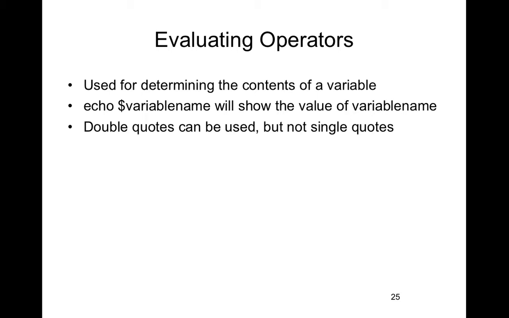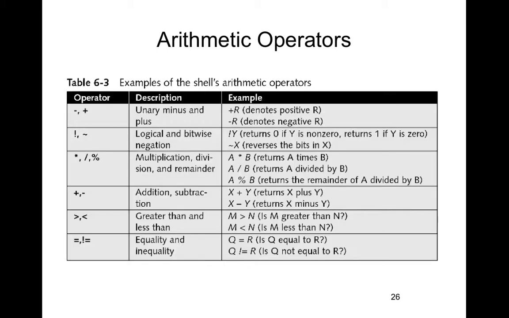The evaluation operator is used for determining the contents of the variable. So if I have HOME as the name of the variable, I use $HOME, and I can put it in front of echo if I wanted to. Then it would evaluate the expression and give me the answer, or whatever's stored in HOME or the variable name. And then double quotes are used, but not single quotes. So single quotes are never used, only double quotes.